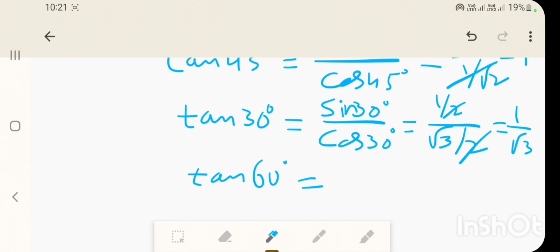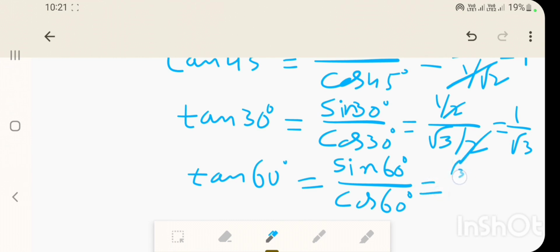Tan 60, for your understanding how we got these values I am writing. For exam point of view, you have to memorize these values. Sin 60 we know is root 3 by 2 and cos 60 is 1 by 2. So the 2 in the denominator and numerator get cancelled. Root 3 by 1 is nothing but root 3. So here tan 30 is 1 by root 3, tan 60 is root 3.